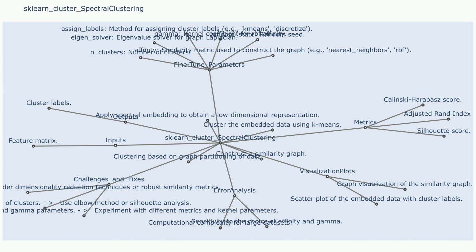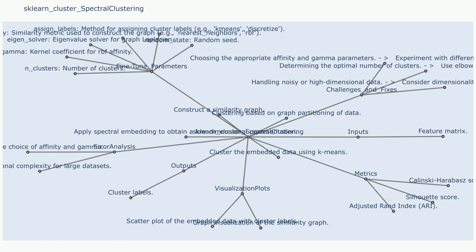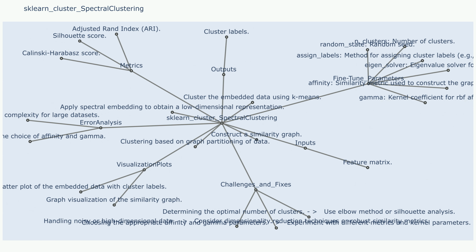Inputs. Affinity. This is the type of similarity measure to use for constructing the similarity graph. It can be a string such as nearest neighbors, RBF, etc., or a callable function that takes two data points as input and returns a similarity score. N clusters. This is the desired number of clusters. Assign labels. The label assignment strategy. K-means uses K-means clustering on the spectral embedding, while discretize uses the cluster centers based on the eigenvector values.